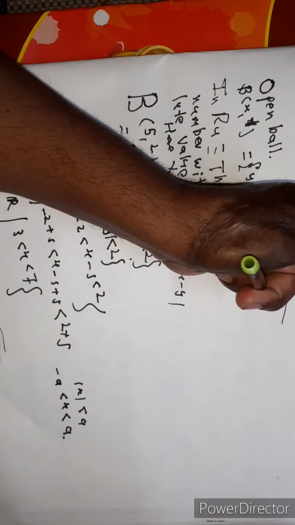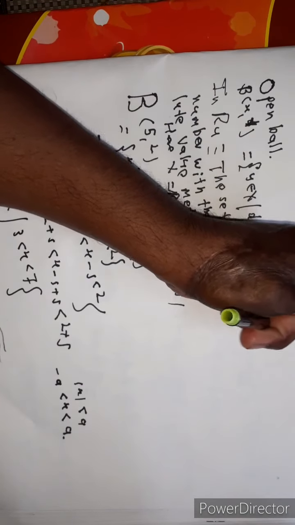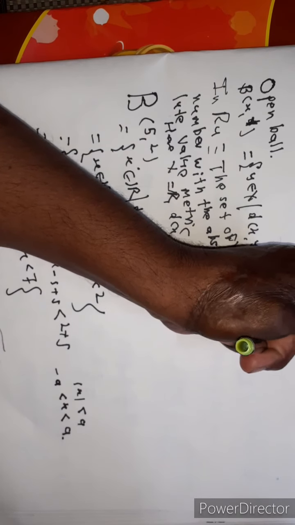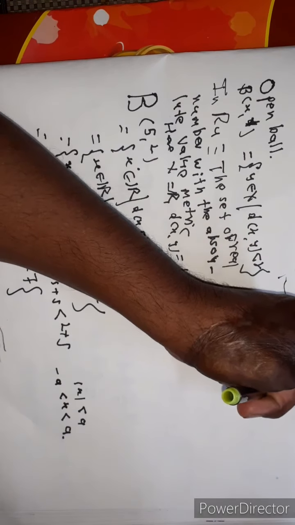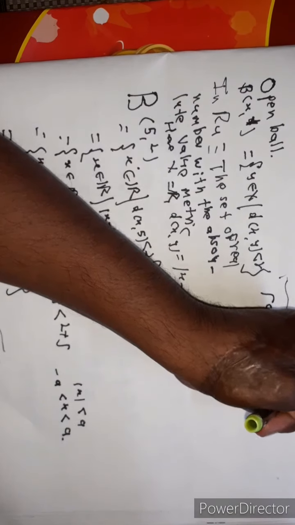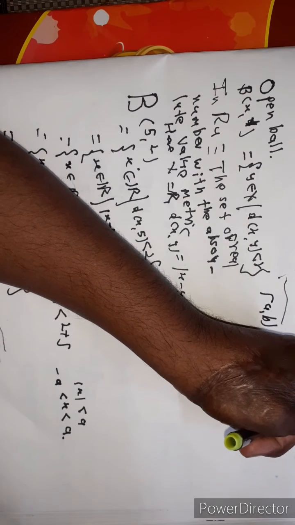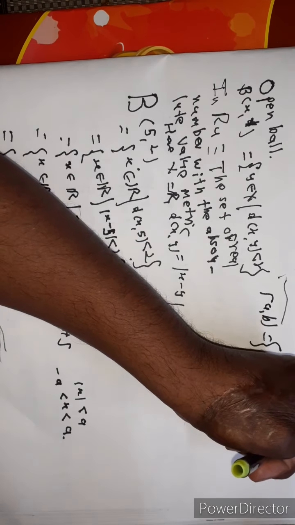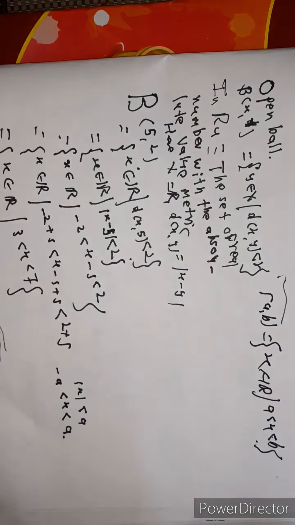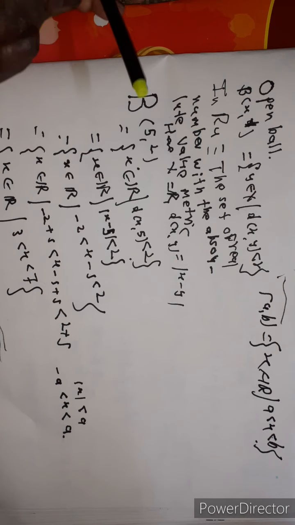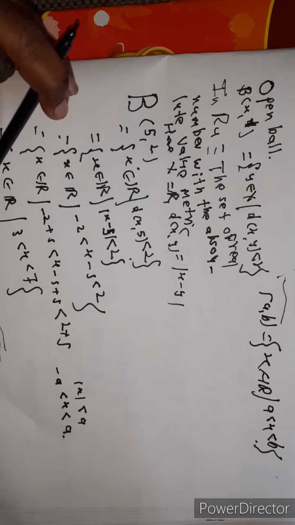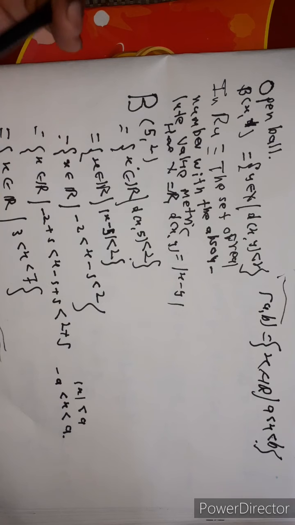Remember, open interval (a, b) is the set of x belong to R such that a is less than x, x is less than b. This is the definition of the open interval. Means it is the set of all real numbers x which are greater than a but less than b. Such set is called as the open interval (a, b). Therefore, this ball is an open interval (3, 7).